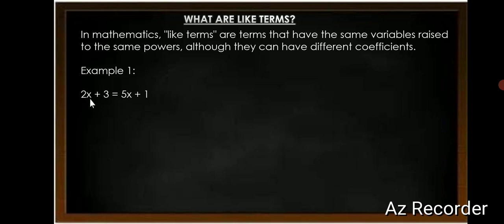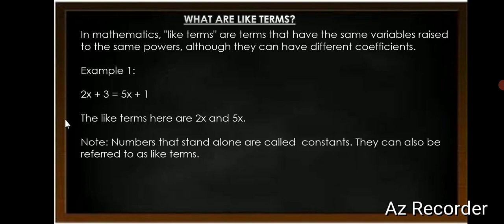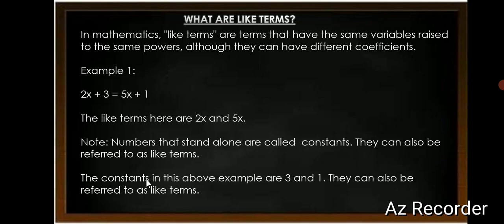Take note that the coefficient of x is any number that is frozen or married to x. So 2x and 5x are like terms. The like terms here are 2x and 5x. Note, numbers that stand alone are called constants. They can also be referred to as like terms. The constants in the above example are 3 and 1.